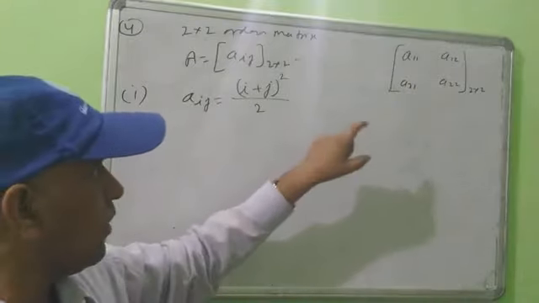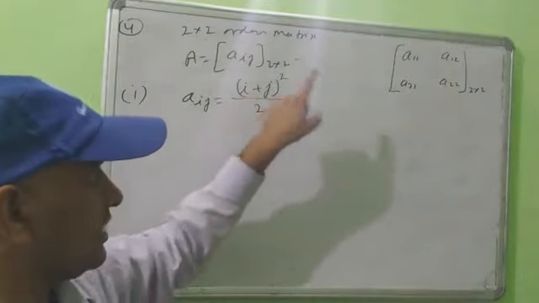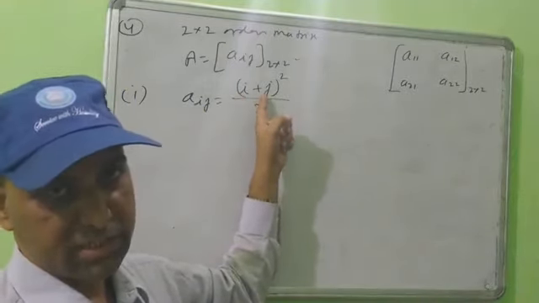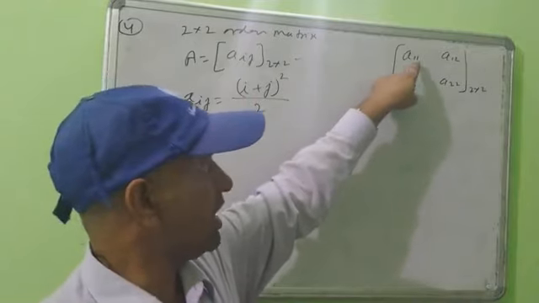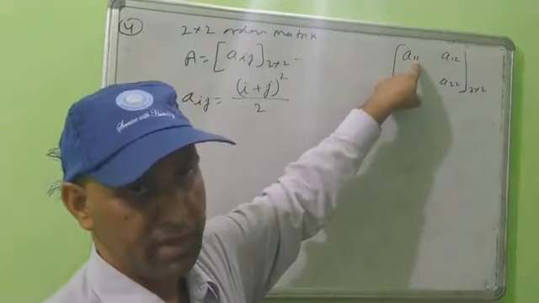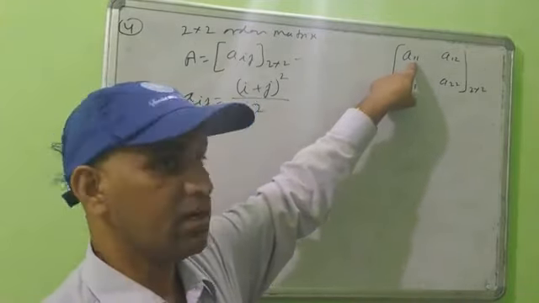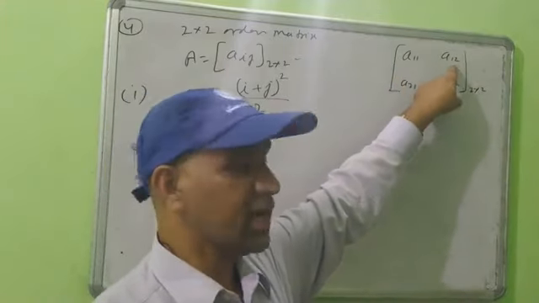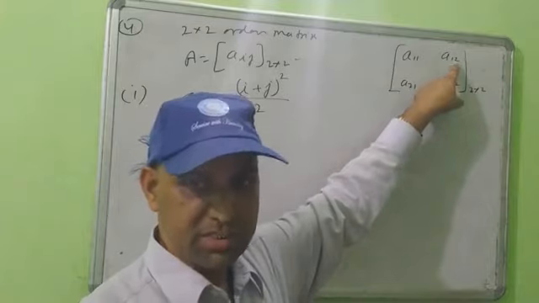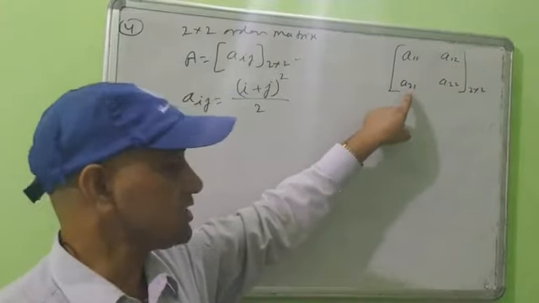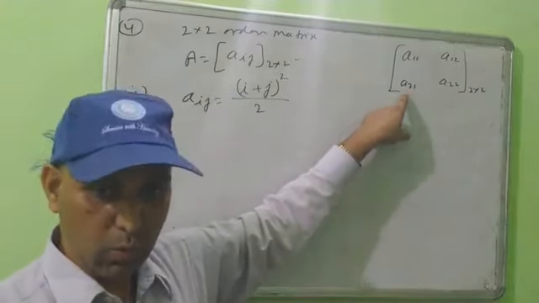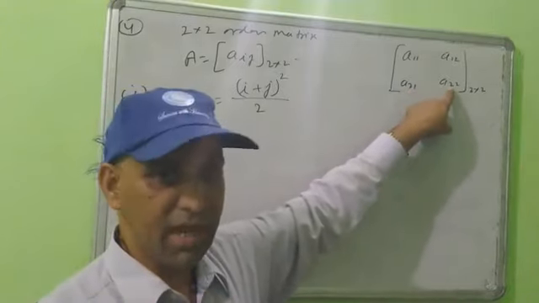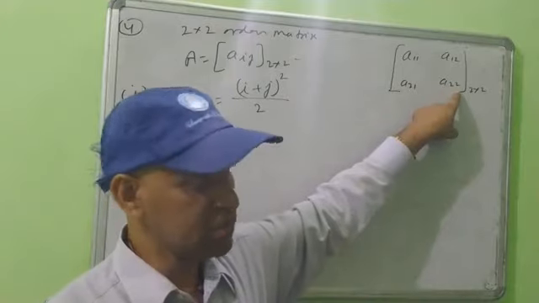Second thing, what is the i, what is the j? You know i represents the row and j represents the columns. So a 1 1 means first row, first column. For Ij, the value of i is 1, value of j is 1. Value of i is 1 and value of j is 2. Same here, value of i is 2 and value of j is 1. Same, value of i is 2 and value of j is 2.